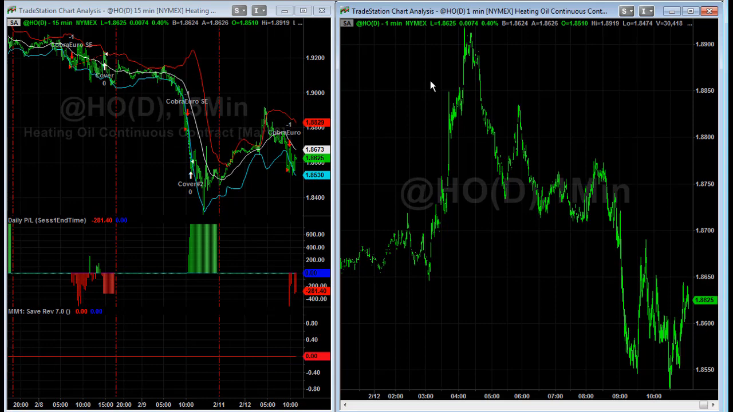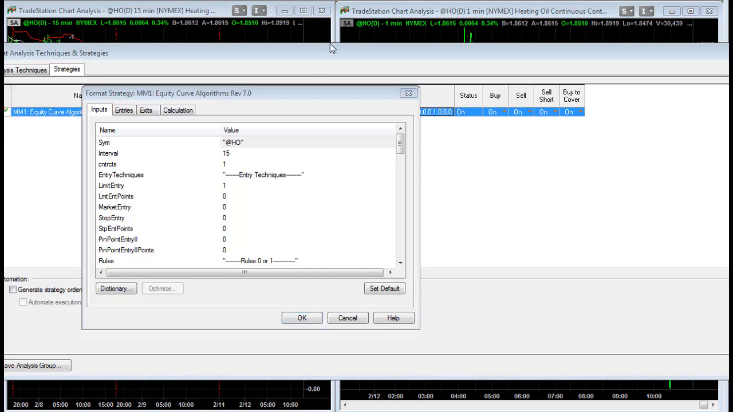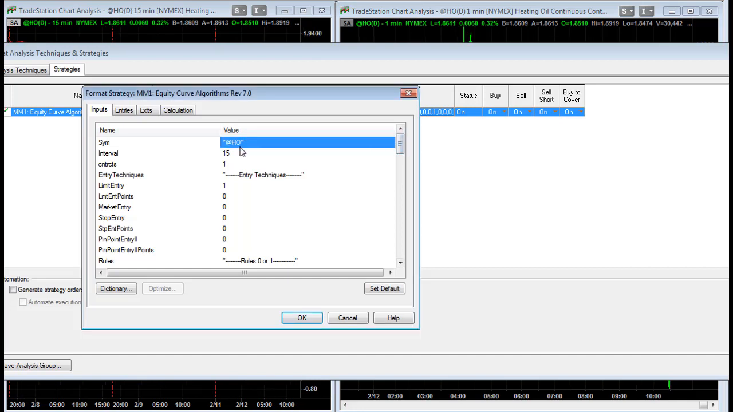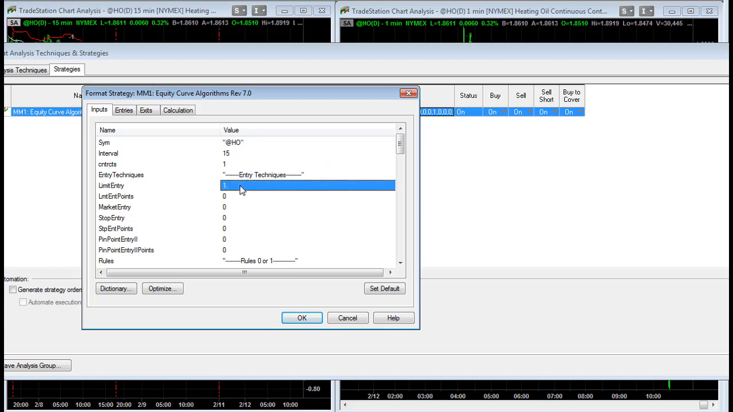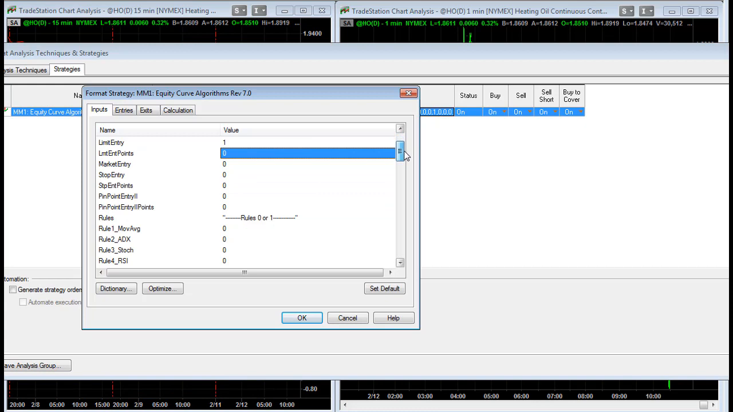I'm going to show you the money management algorithm inputs that I use for this. These are just the default settings. We're looking at the @HO symbol, 15-minute bar, one contract. Using the limit entry technique, so when the condition is true, we enter the next bar on a limit order minus 0 points. So basically at the next bar, if it's long, we buy the next bar at the close on a limit. If it's a short signal, we sell short the next bar at the current close of this bar on a limit of the 15-minute bar.